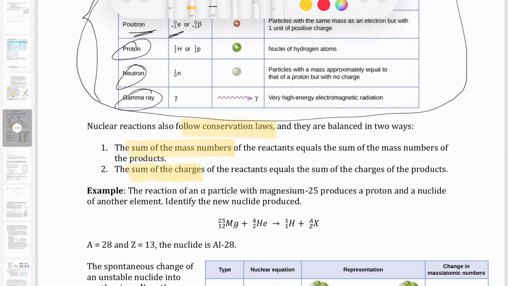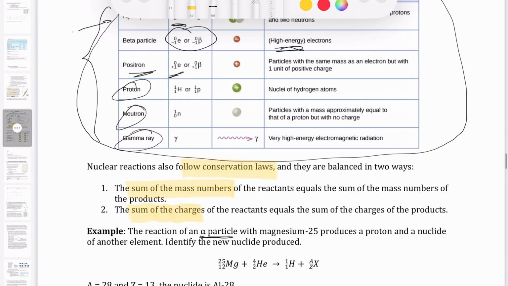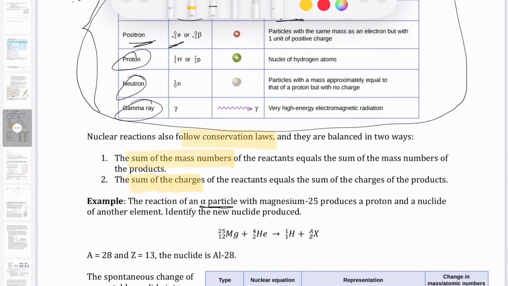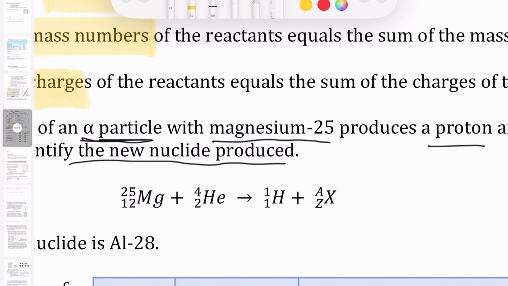So here's an example. I'll just walk through it for you. We have a reaction between an alpha particle, one of the ones we talked about earlier, that's the helium nucleus, and magnesium 25, and it produces a proton and a nuclide of another element. So it says identify the new nuclide that's produced. And so looking at the actual reaction, you're going to have to remember some of these things. Magnesium 25, remember that all magnesium is going to have 12 protons. So the atomic number is going to be 12. And so we write the nuclide in this form, Mg with the mass number of 25 and atomic number of 12. This is the alpha particle. It's a helium nucleus. It has 4 for the mass number and 2 for the atomic number.